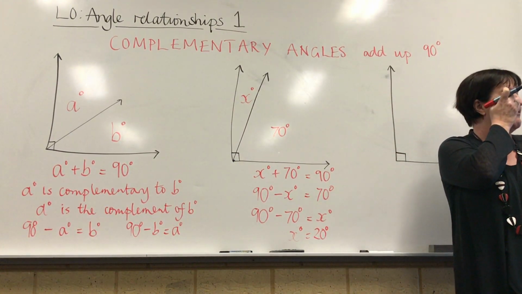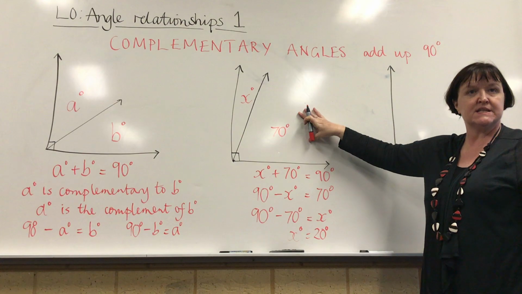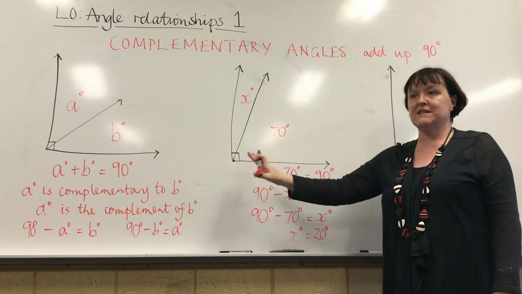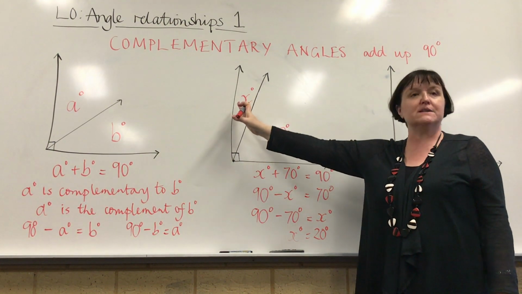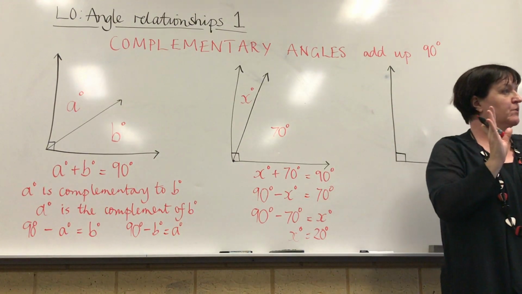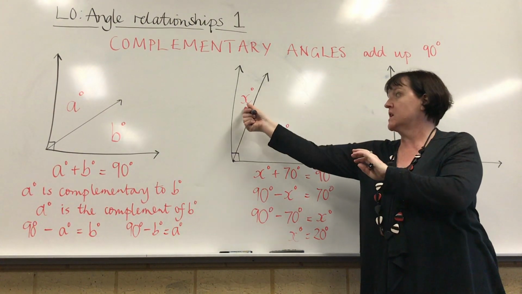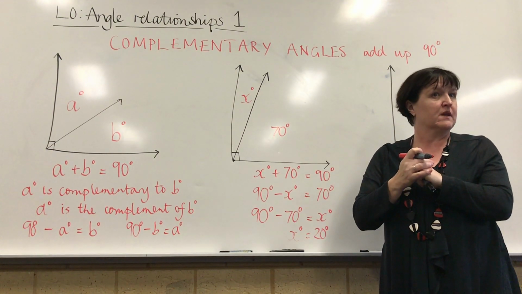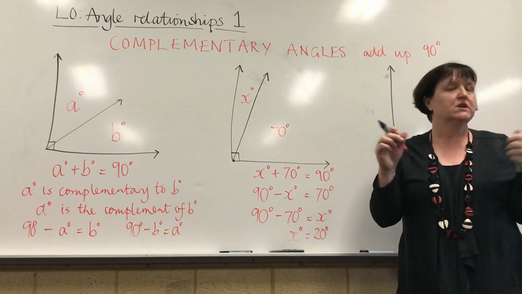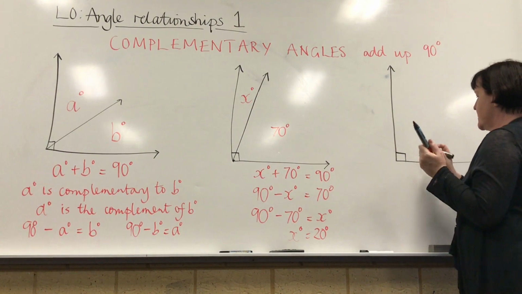So if you are given an angle like this, within a right angle, and you've got to find a missing one, you start by saying 90 take whatever you've been given equals the missing angle. Okay, everyone with me so far? Super. Okay, right, let's go to the third one.